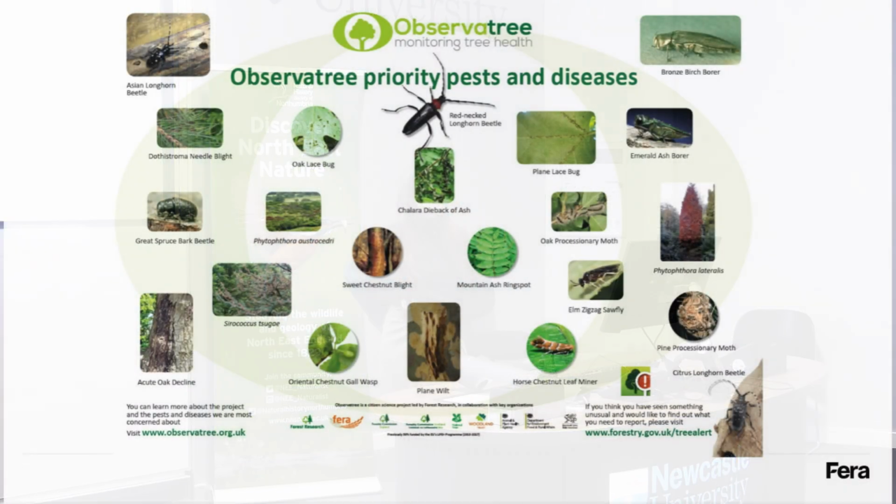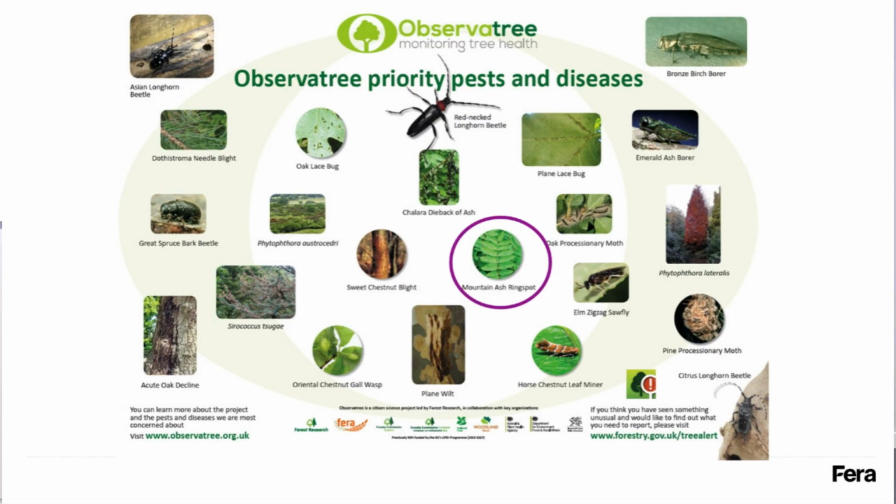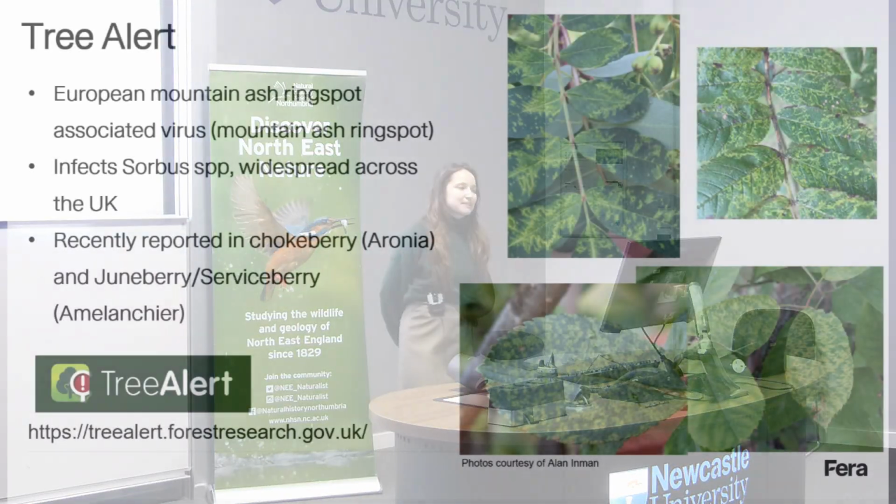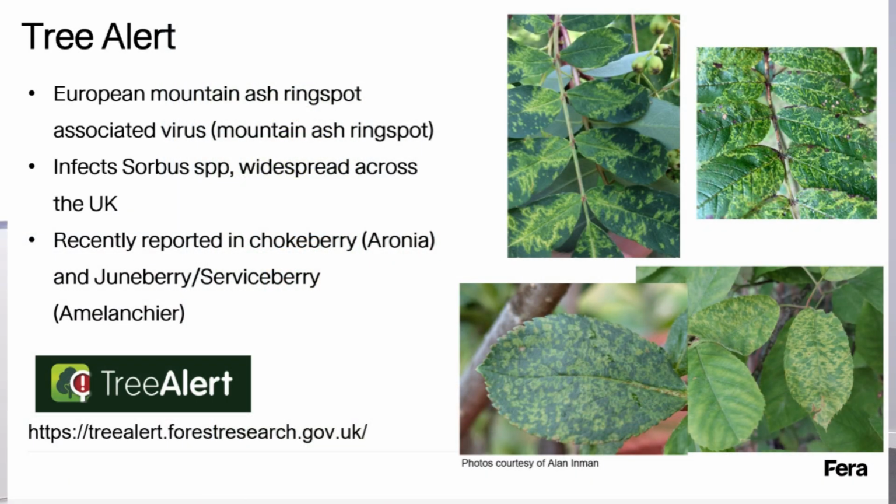So for this work, we had help from the Observatree volunteers. Observatree is a citizen scientist group who are trained to look for potential threats to UK trees, such as these ones. We have all kinds of pests and diseases, including one virus, just there. That disease is mountain ash ring spot, caused by European mountain ash ring spot associated virus. And this virus infects Sorbus, mountain ash, and it's widespread across the UK. It causes these ring spots on trees. It's very obvious to see. Once you've seen it once, you'll see it everywhere.